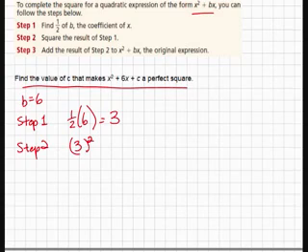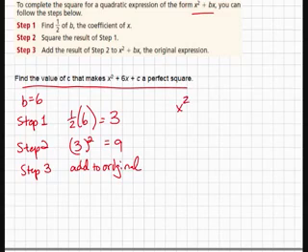1/2 of 6 is equal to 3. Step 2 is to square that result. So 3 squared is 9. And step 3 is to add 9 to the expression. If this were an equation, we would have to add 9 to both sides. Right now we're dealing with an expression, so we're adding it to the original expression. So x squared plus 6x plus 9 can be factored into x plus 3 quantity squared. x plus 3 squared is equal to x squared plus 6x plus 9.